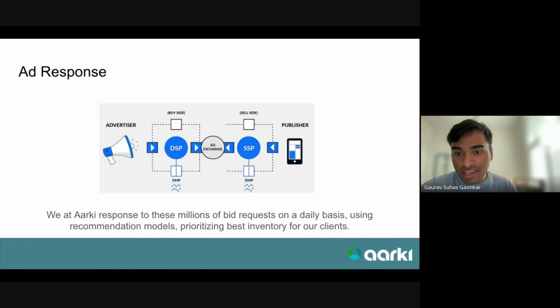So as Arki, as a company, we serve millions of bid requests. Now you can imagine, since we receive millions of bid requests, how low the latency of our model should be. Here, we want our models to serve in less than 50 milliseconds per bid request. So these are very shallow models that we use.